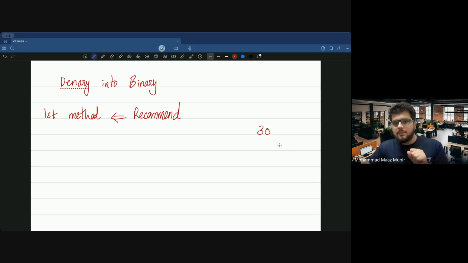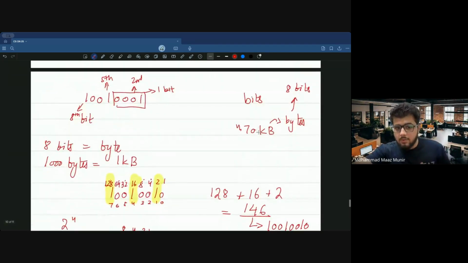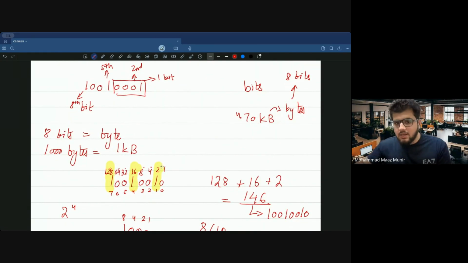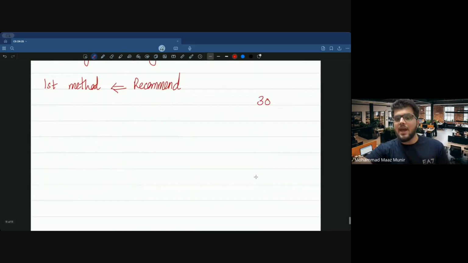Now, if you remember, how did we get a denary number from a binary value? We just added up the values where we had a 1. For this example, 1 was here. The value for this 7th position was 128, then for this it was 16, then for this it was 2. So 128 plus 16 plus 2, 146 was our answer, right? The same could be applied up here.